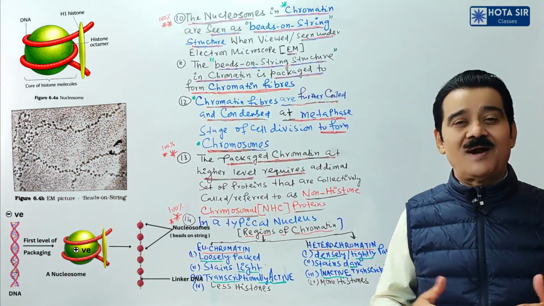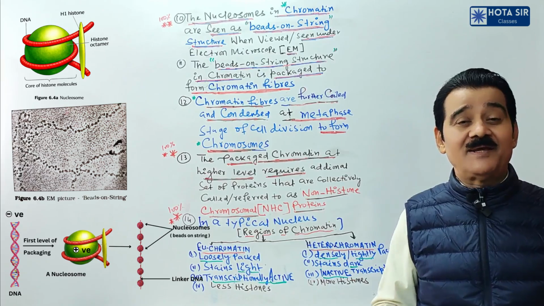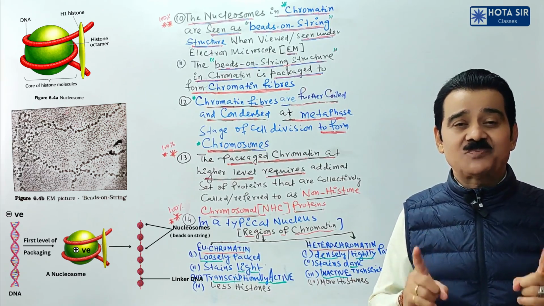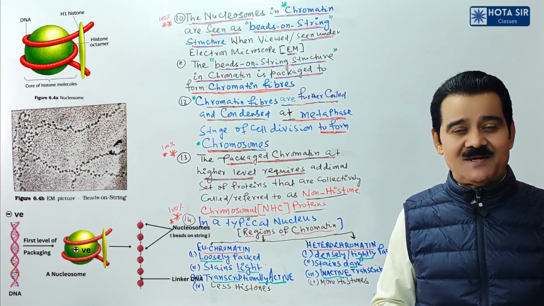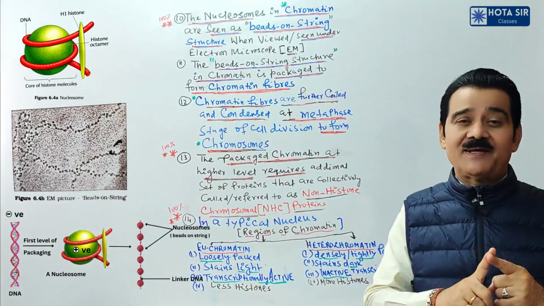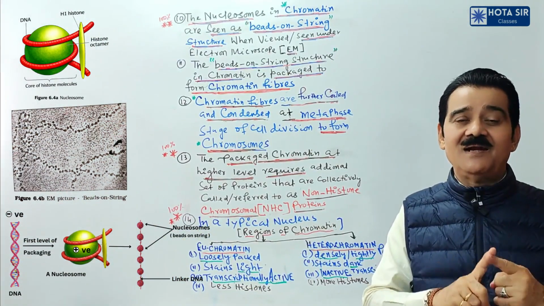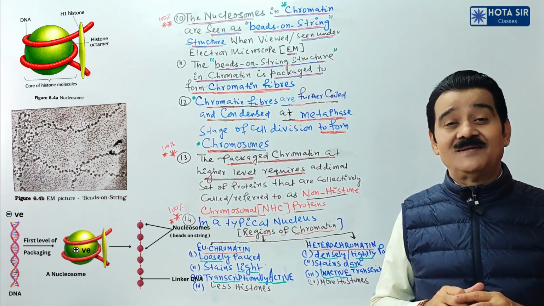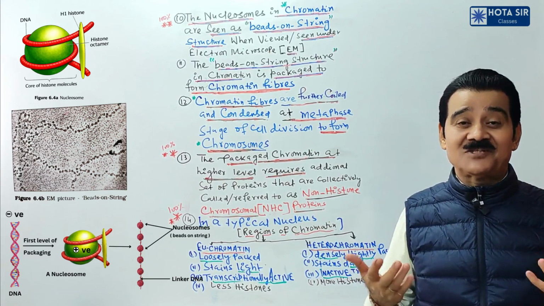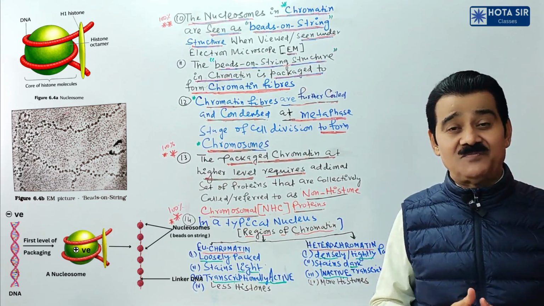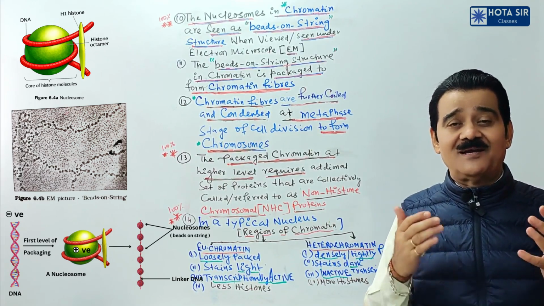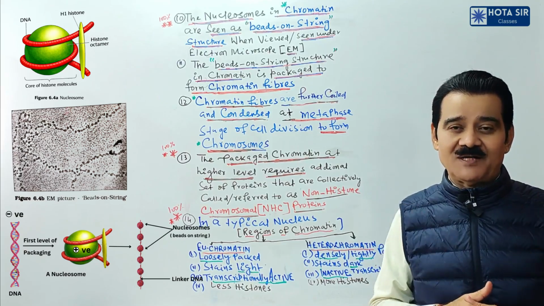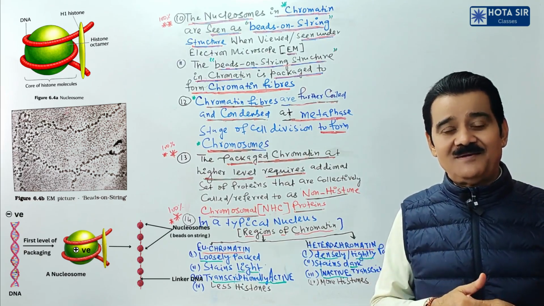In both euchromatin and heterochromatin, replication occurs in the S phase of the cell cycle. You have studied this in cell division. DNA replication takes place in early S phase in euchromatin, whereas heterochromatin DNA replication takes place in late S phase. Very, very important. In heterochromatin it happens in late S phase. A question came in NEET earlier.